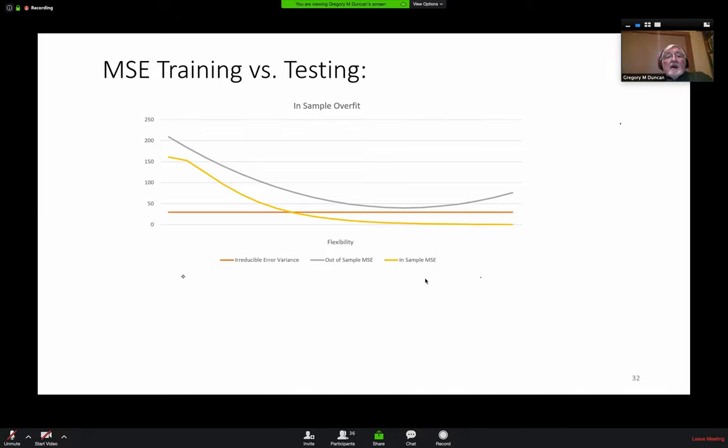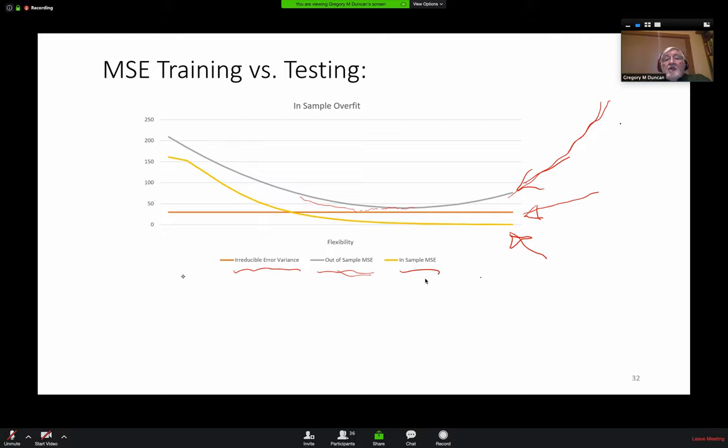So, I wanted to show you something here. This is your variance. This is your irreducible error variance, that red line. This is your in-sample MSE. And the thing I want to point out is the in-sample MSE can go to zero. Okay. The out-of-sample MSE, as you get more flexible, what will happen is it will go down, and then it'll start going back up. So your out of sample MSE will start going up, even though your in sample will go down.